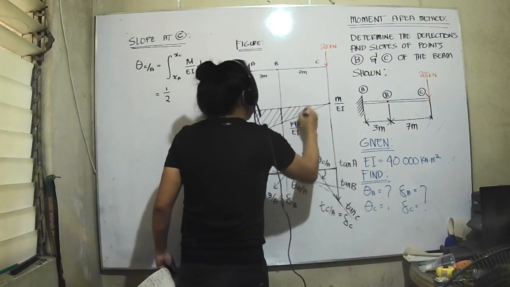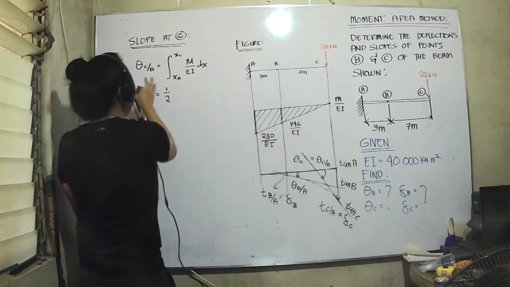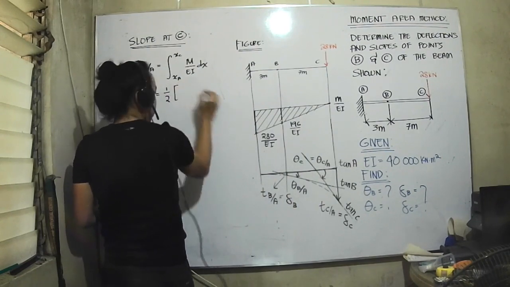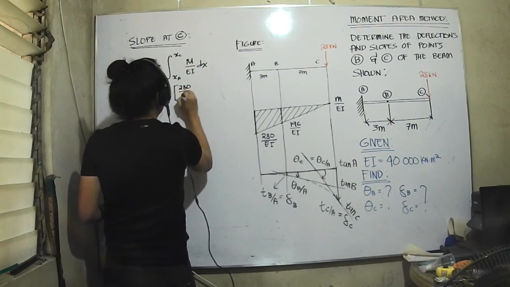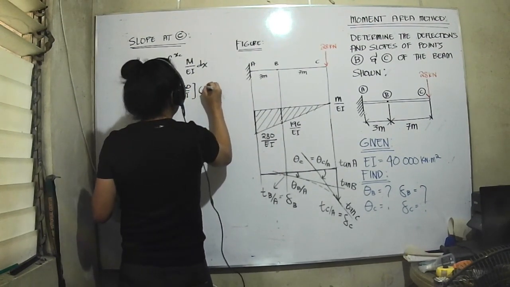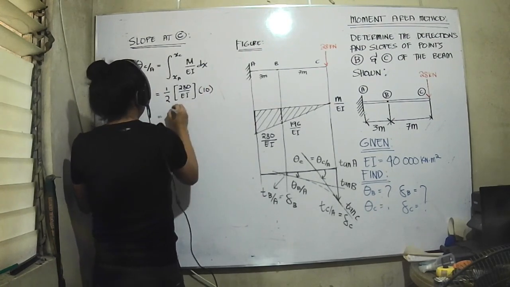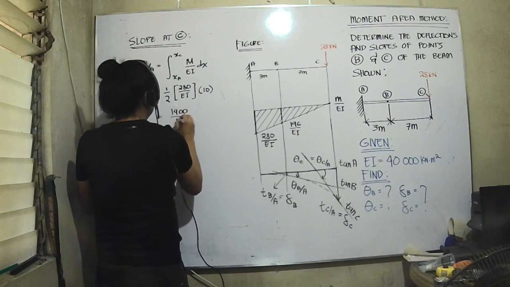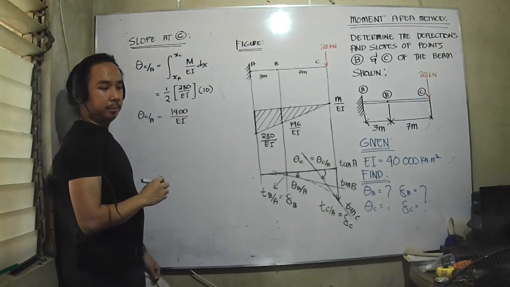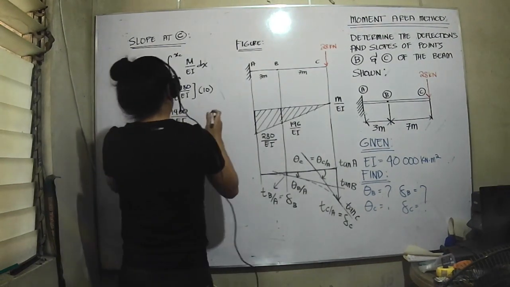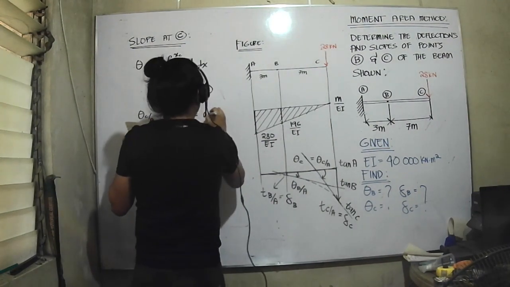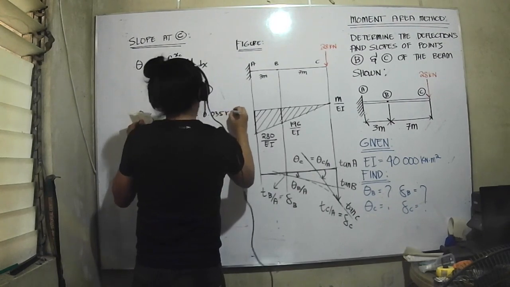By the way, that area pertains to this. The entire one, if I were to compute it, would just mean 280 over EI times 10, that will just result to 1,400 over EI. Okay? If I were to solve that in terms of radians, substitute the 40,000 there, I will have 0.35 rad. Okay?